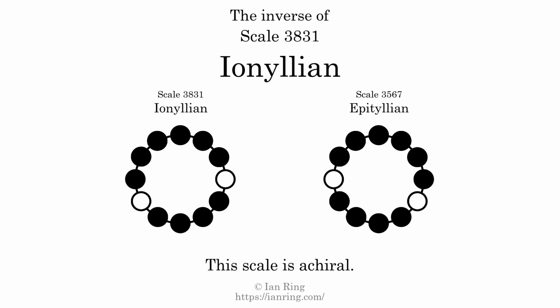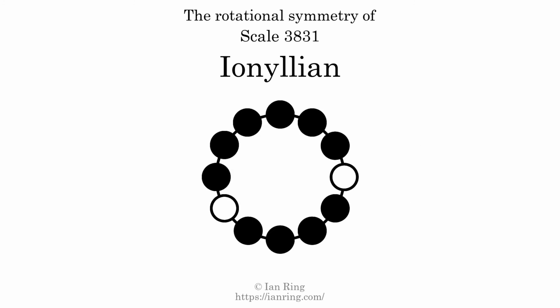The inverse of a scale is a mirror image. It is what you get when the sequence of intervals is reversed. The inverse of this scale is scale 3567, also known as Epitelian. This scale is achiral, since it can transform into its own reflection by a rotational transformation. This scale has no rotational symmetry.